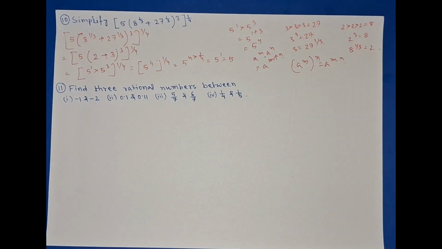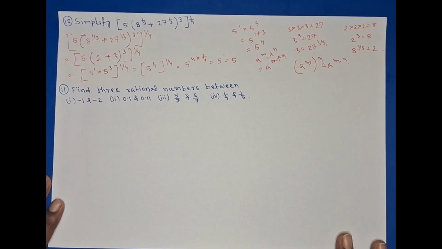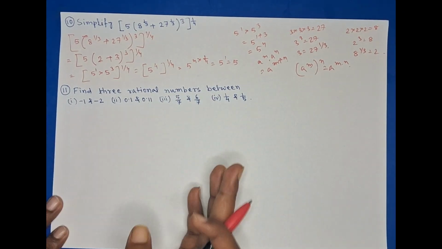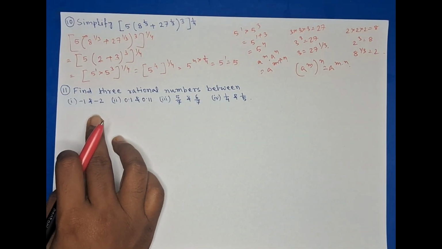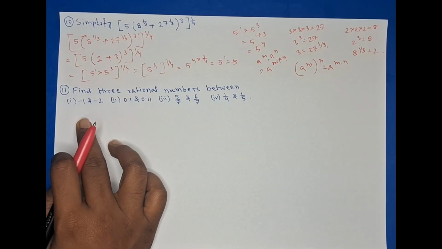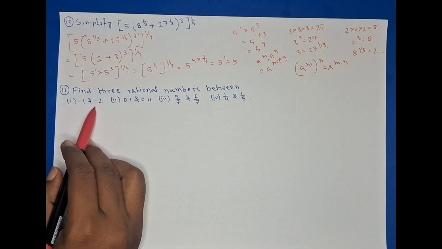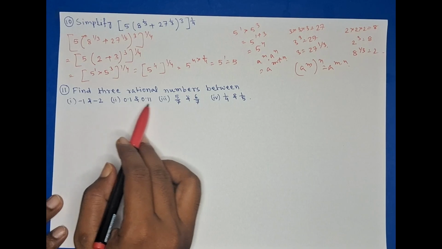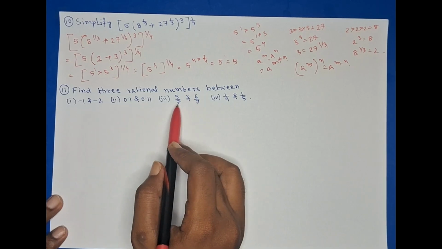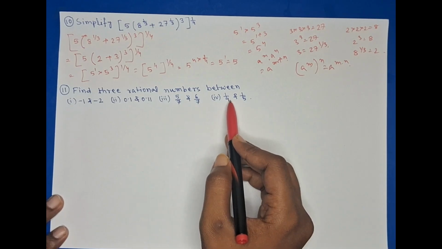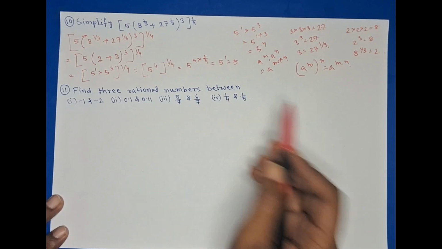You understand? Okay. So the next question 11, this is an easy question, and another type of question is this one. Find three rational numbers between -1 and -2, 0.1 and 0.11, and then 5 by 7 and 6 by 7, and then 1 by 4 and 1 by 5.